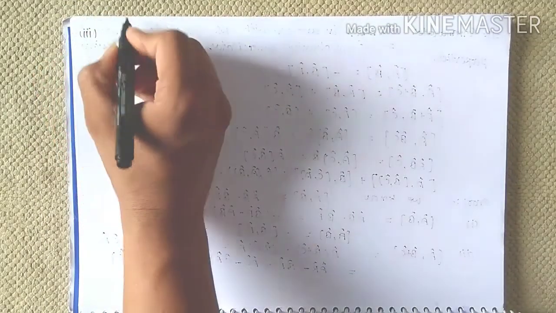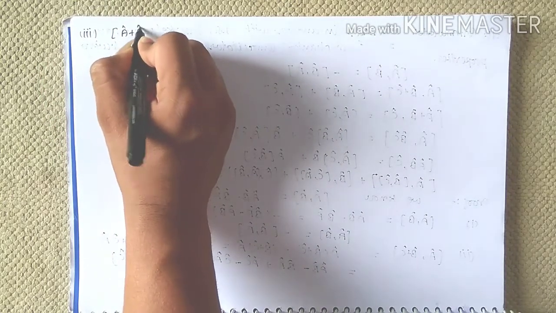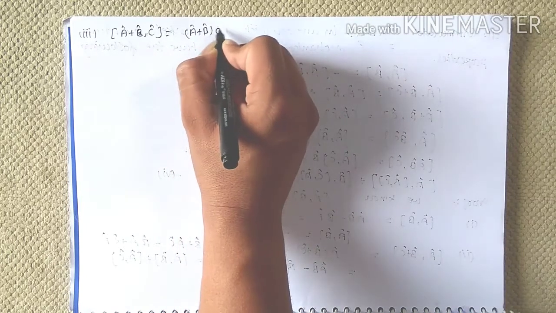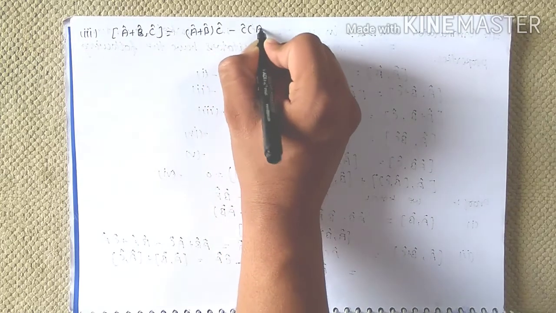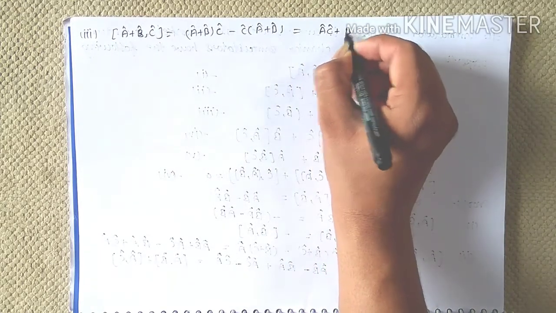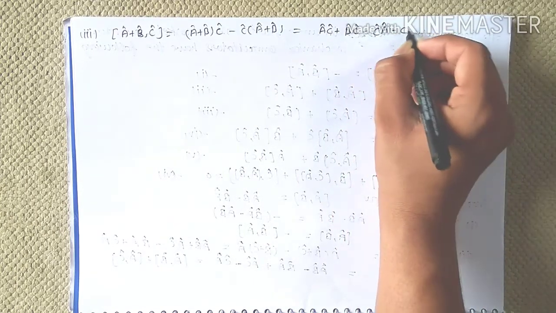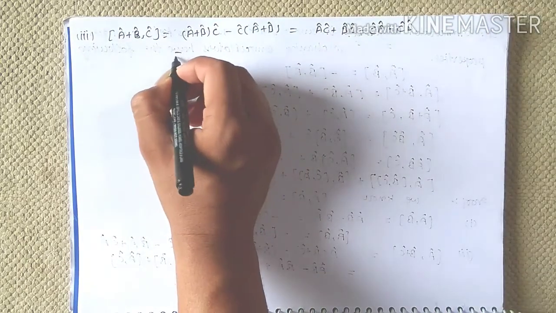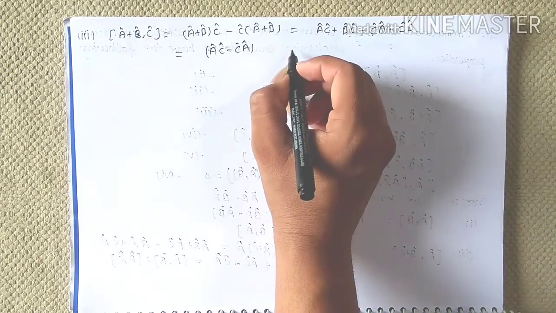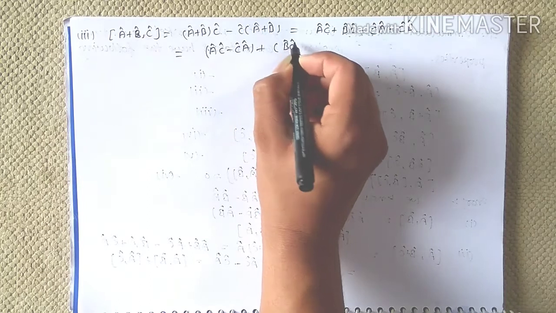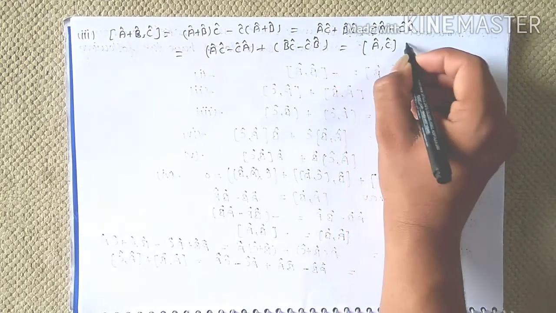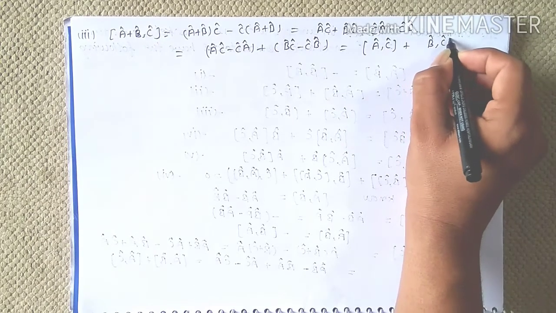Third is commutator of A cap plus B cap and C cap, equal to A cap plus B cap multiply C cap minus C cap A cap plus B cap. Now open this: A cap C cap plus B cap C cap minus C cap A cap minus C cap B cap. Now A cap C cap minus C cap A cap plus B cap C cap minus C cap B cap, which is equal to commutator of A cap and C cap plus commutator of B cap and C cap.